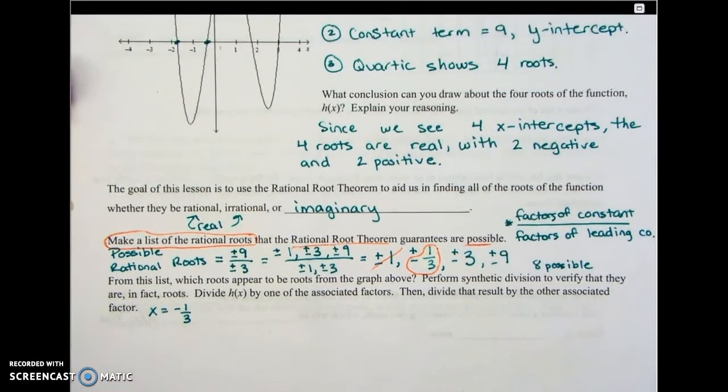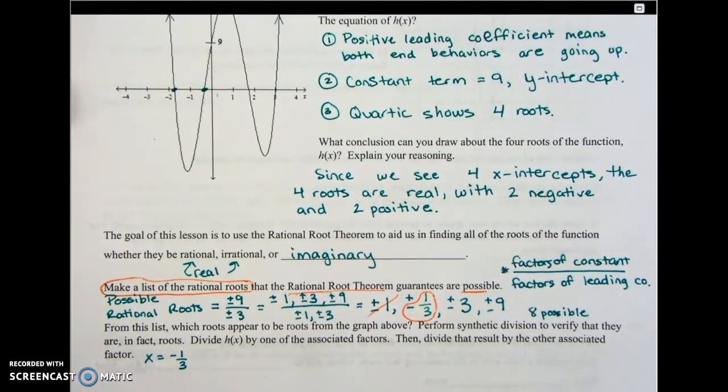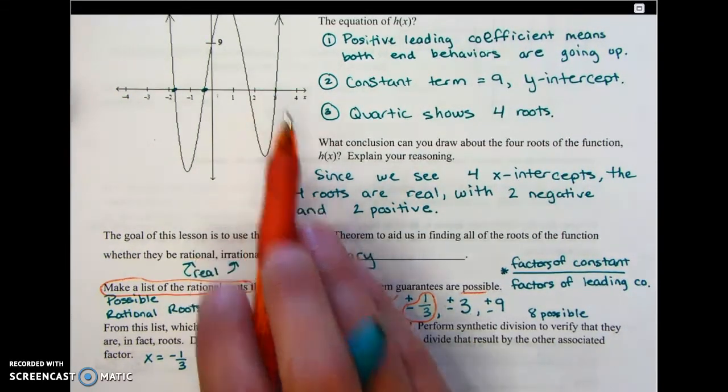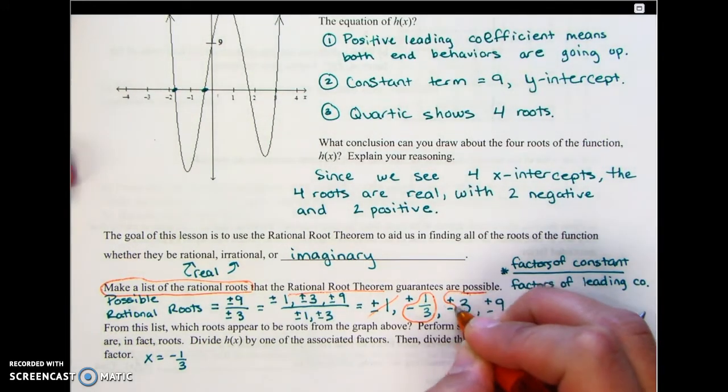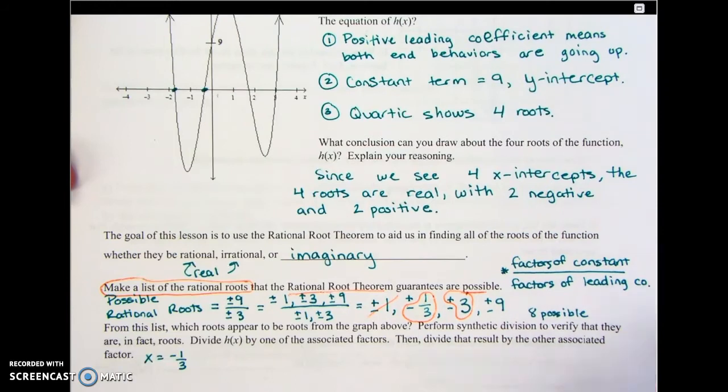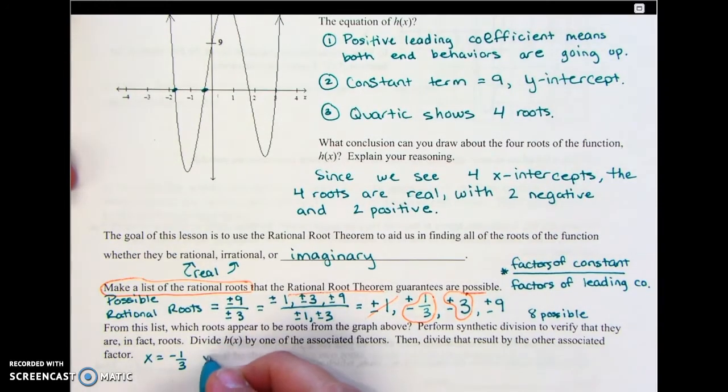So we think that's one of them. We'll see. All right, what about positive 3? Is positive 3 a root? Yep, pretty much guarantees that that's one of them, right? Positive 3. So we have x equals negative 1/3, x equals 3.